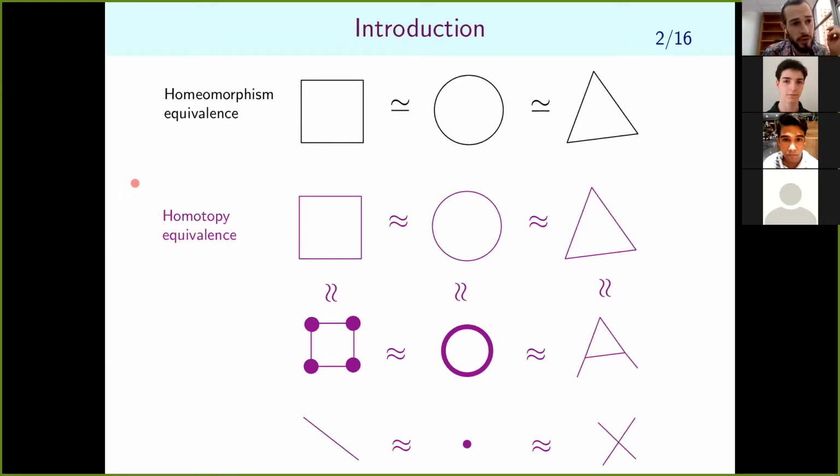Today, I would like to introduce a new equivalence that we use every day as topologists, which is called homotopy equivalence. And the homotopy equivalence is a weaker equivalence than homeomorphism. So for instance, we will see that the square, the circle, and the triangle are homotopic, but a lot more topological spaces also are homotopic to them. For instance, the letter A, or a fat circle, or a square with some dots on it.